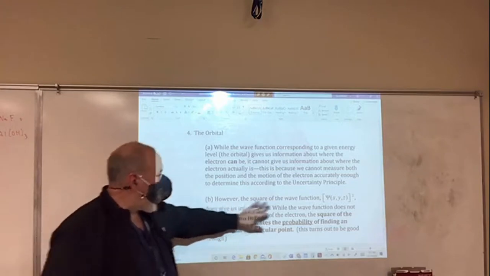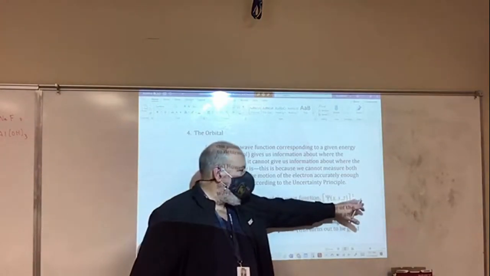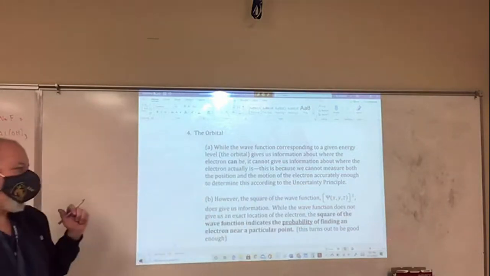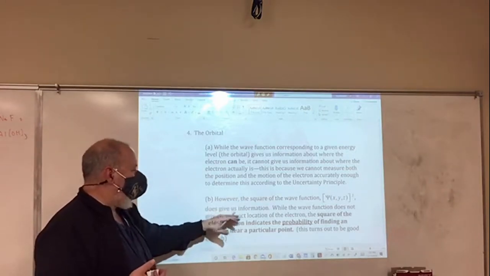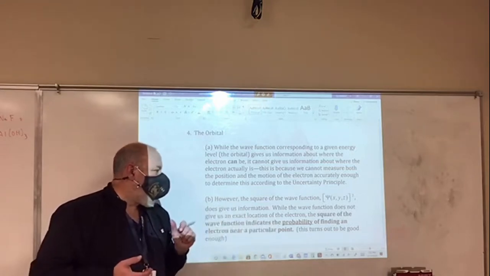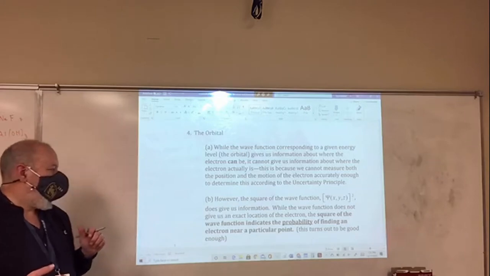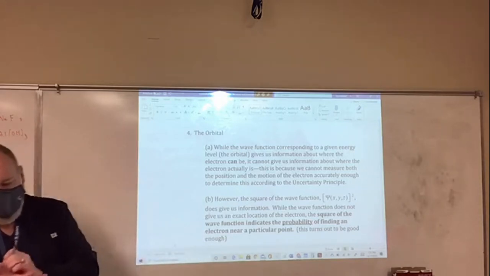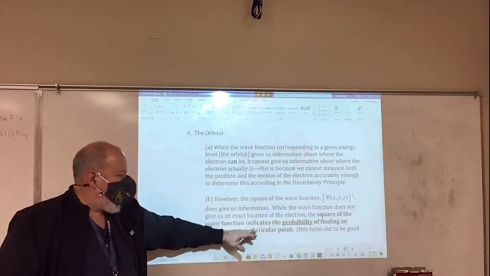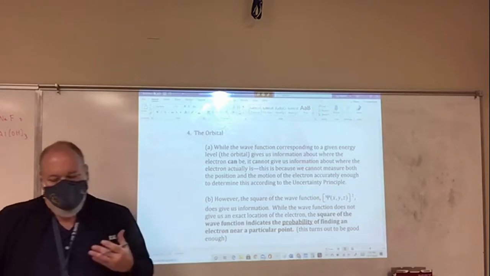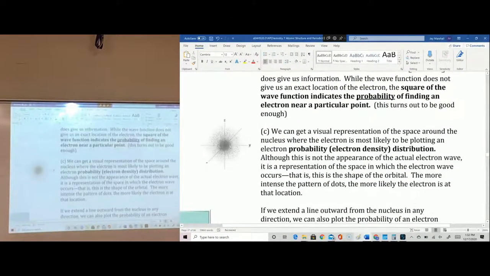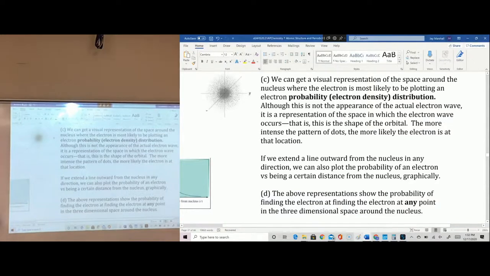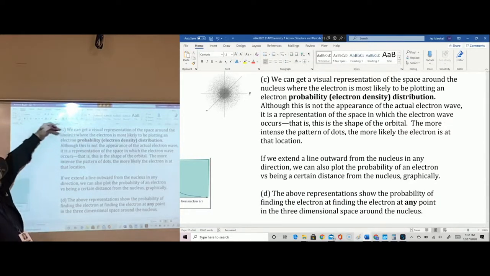But in addition to that, and you don't really need to know what this means physically either, if we square the wave function, okay, and again, you don't have to have any real idea what this means, this indicates the probability of finding an electron near a particular point. And this is going to be good enough. Because what this gives us is a picture of what the waveform of each energy level and orbital looks like. I still don't know where the electron is going to be in that representation, but I can get an idea of where it is probably going to be.